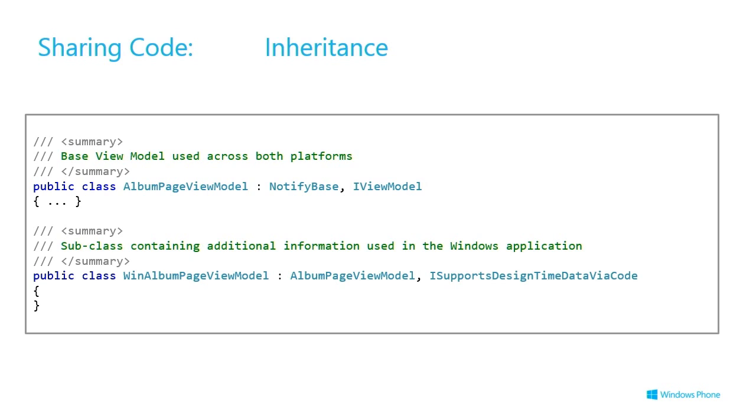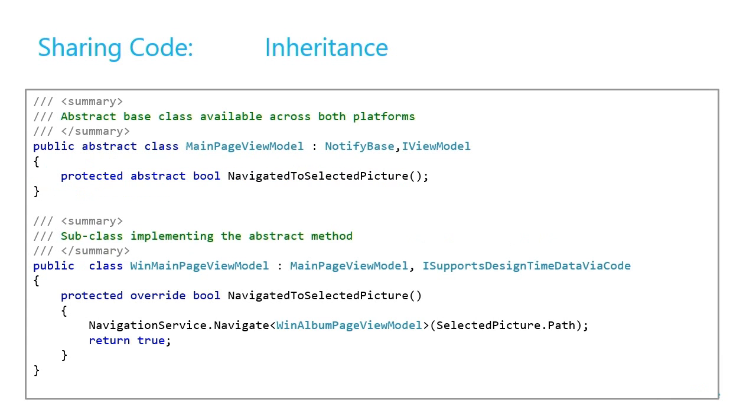That is where the common functionality goes, and then you have a subclass, and we're using a naming convention of a Win album page view model, which inherits from that base class and adds additional methods. And we also have a Win Phone album page view model, which does the same thing for the Windows Phone platform.